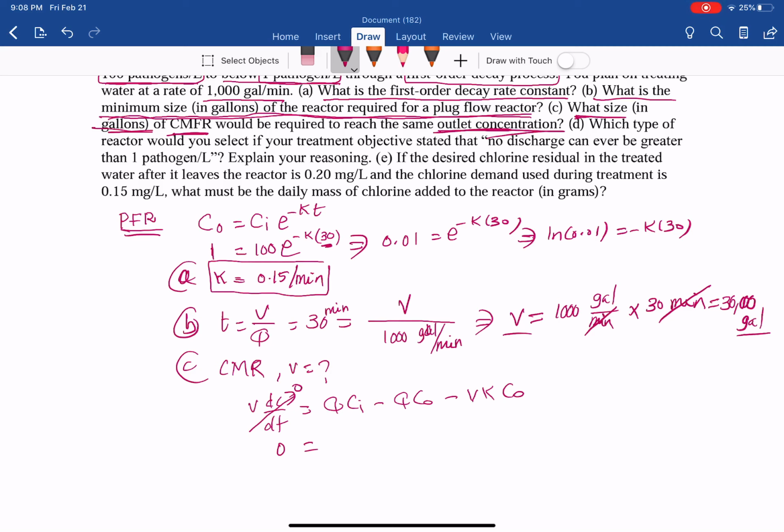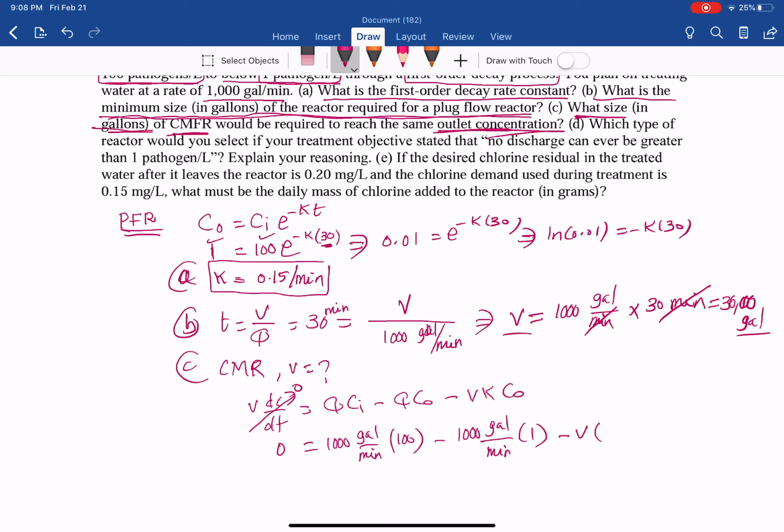So the charge is 1000 gallon per minute. Ci is 100, minus same flow, same for Q in is equal to Q out, and C out is 1. So because he gave you Ci is 100 and C out is 1, minus volume, that's what he wants, volume.